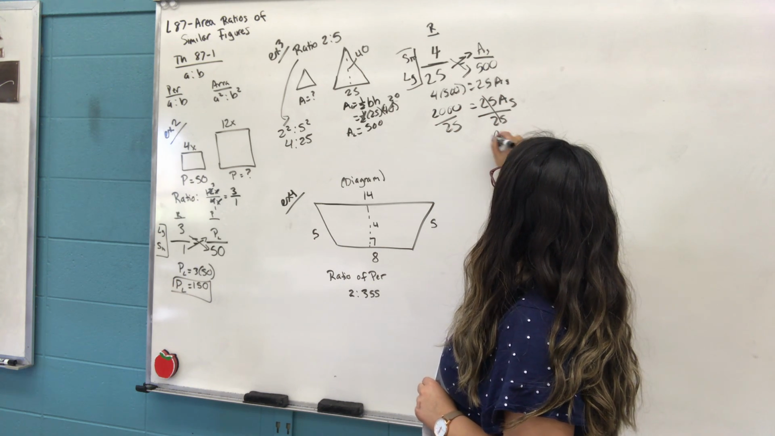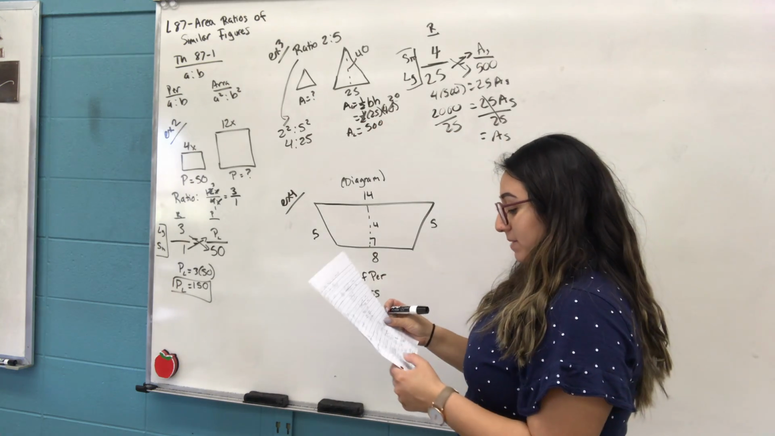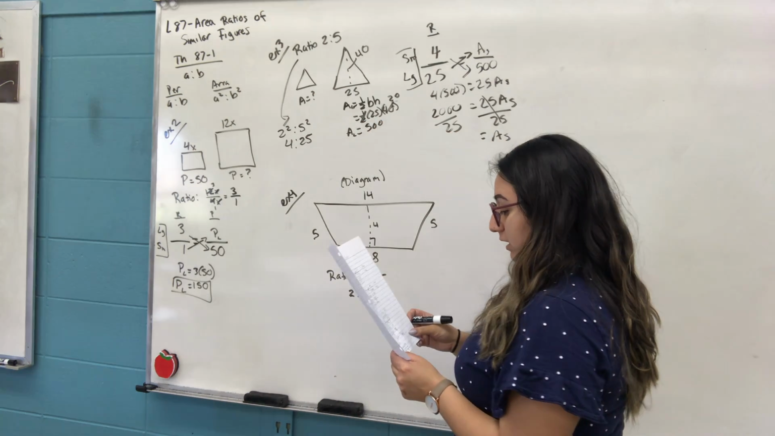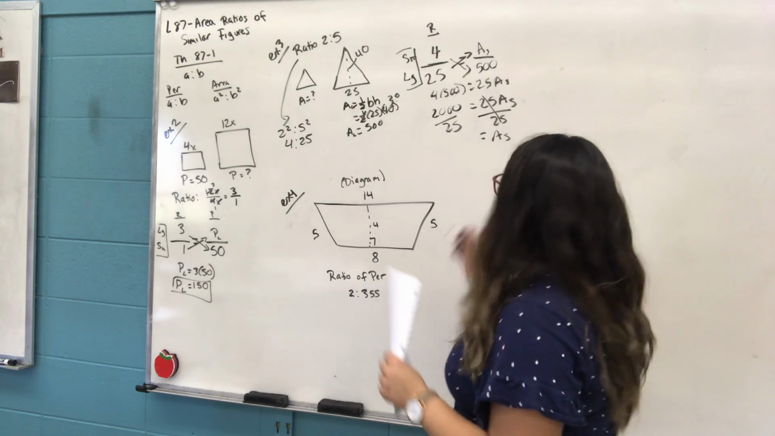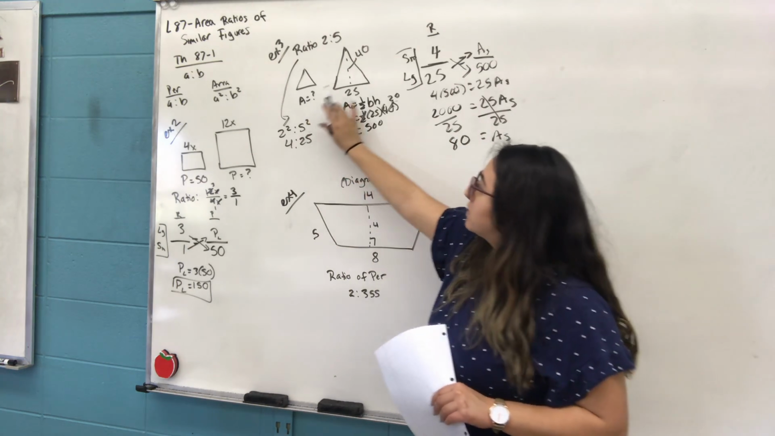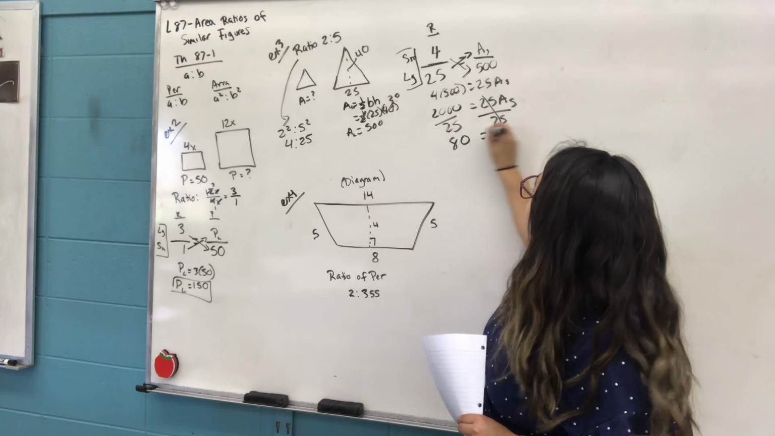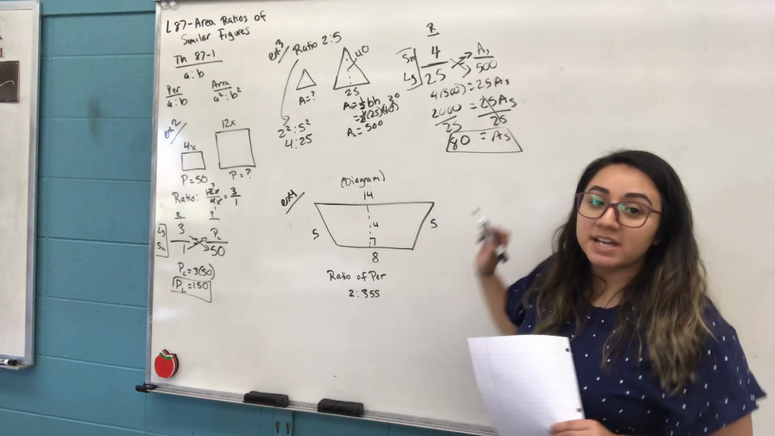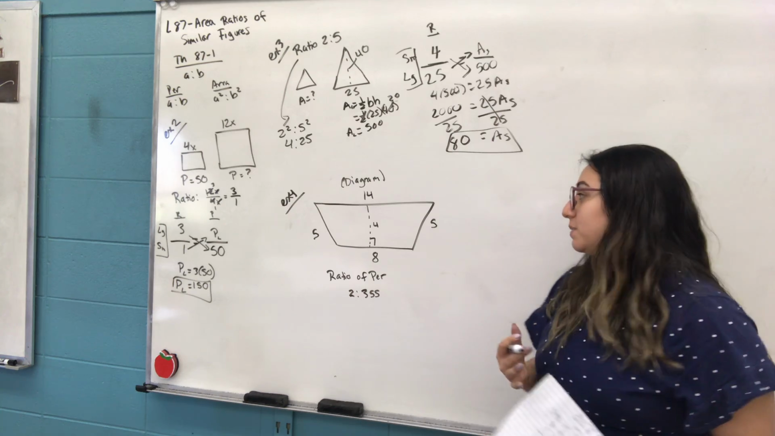And then the area of the smaller one now is 80. So this is 80 and this is 500. And this will be your answer. I just put the A sub S to tell us which one's the larger one and smaller one.